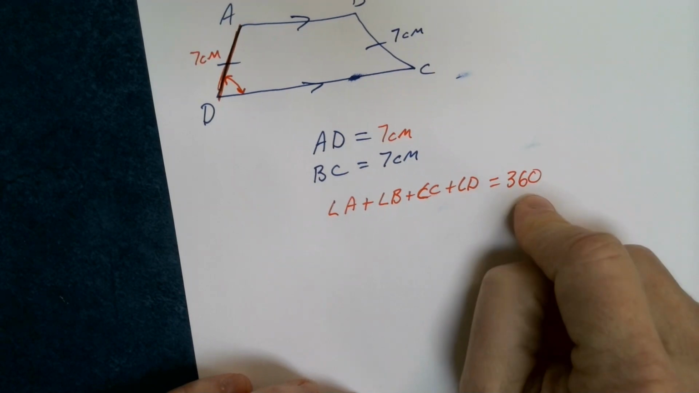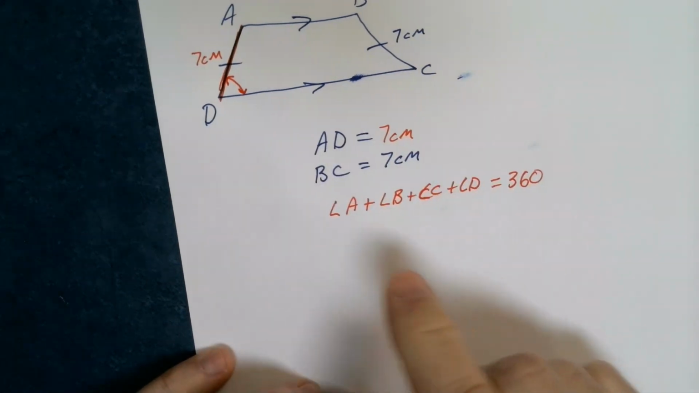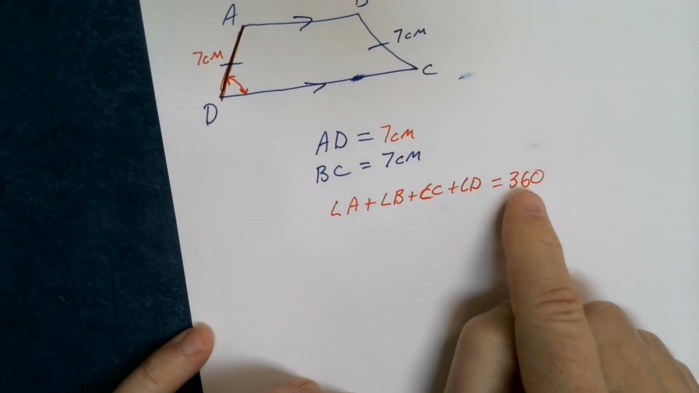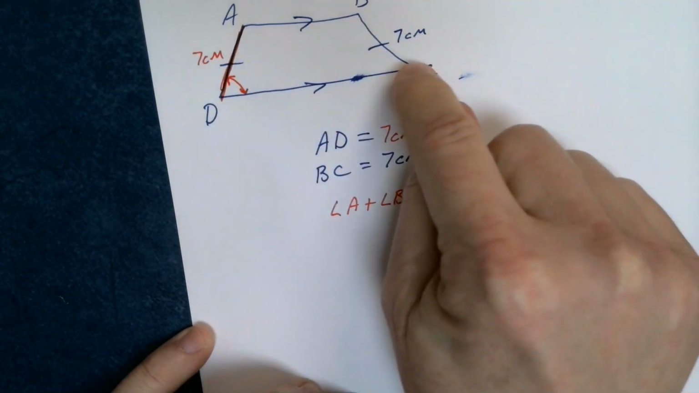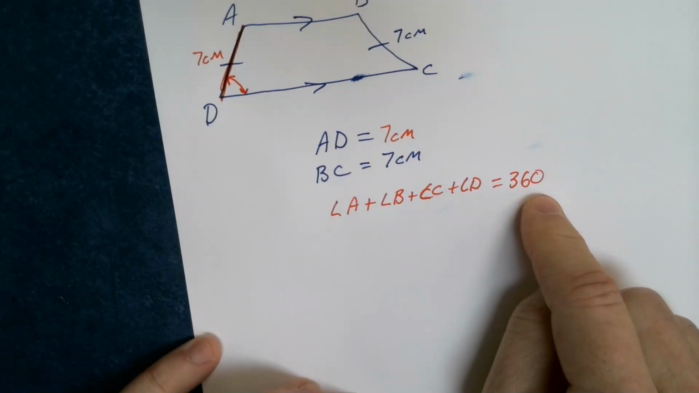But this is a degree measurement. It doesn't have anything to do with the sides, the perimeter, or the area, or anything. It just measures all the angles. So the opening here, plus the opening here, plus the opening here, plus the opening here, adds up to 360.